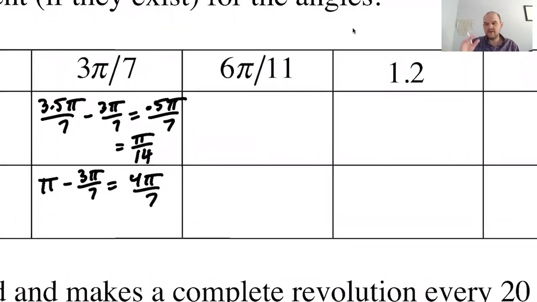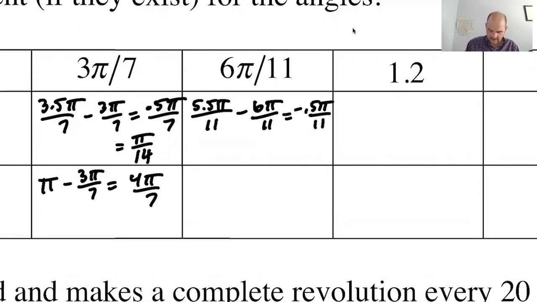So here, what am I thinking? I want to do pi over 2 minus 6 pi over 11. Pi over 2, I'm going to think of as 5.5 pi over 11. So 5.5 pi over 11, then I'm going to subtract 6 pi over 11. That gives me negative 0.5 pi over 11. Negative 0.5 is negative 1/2. Negative pi over 2 divided by 11 is negative pi over 22. That should be the complement.